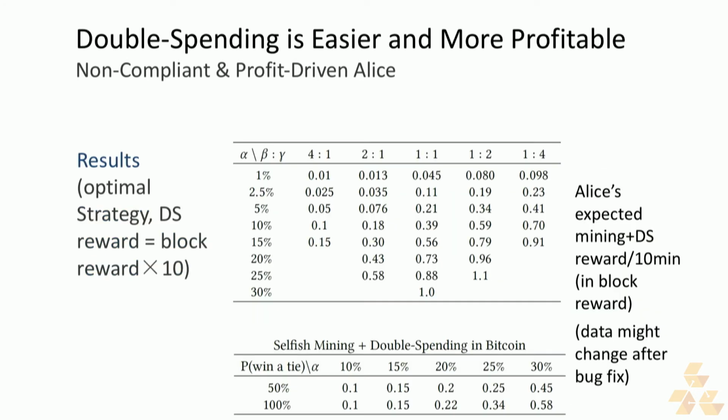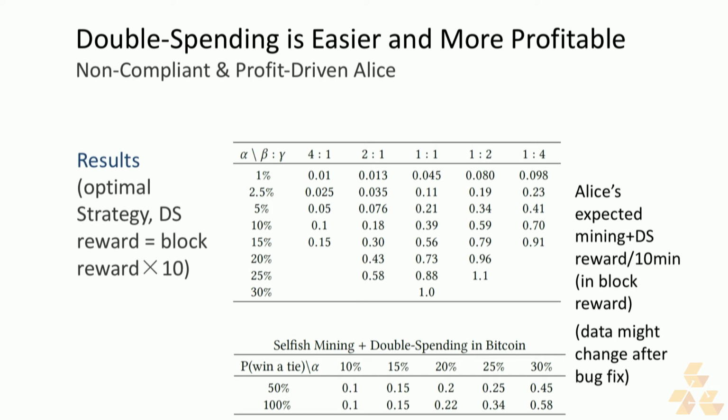So here are the results of the optimal strategy. The numbers in the tables are the expected mining plus double spending reward Alice can receive every 10 minutes in the unit of block reward. For example, this entry means for every 10 minutes, Alice can get 0.01 block reward, which is fine because if you have 1% of the total mining power, you get 1% of all the blocks, and every 10 minutes you're expected to have 0.01 block reward.